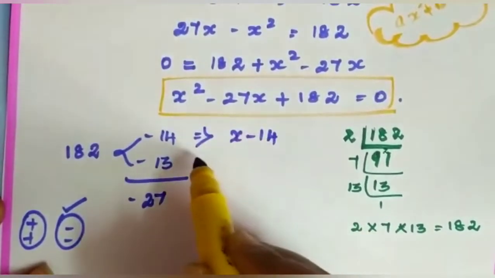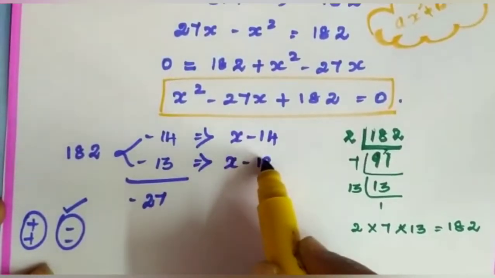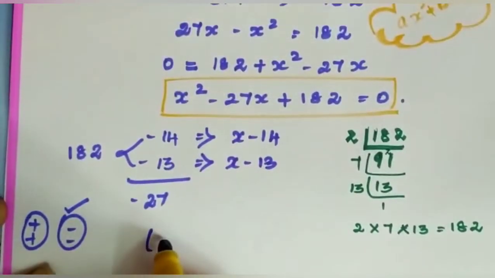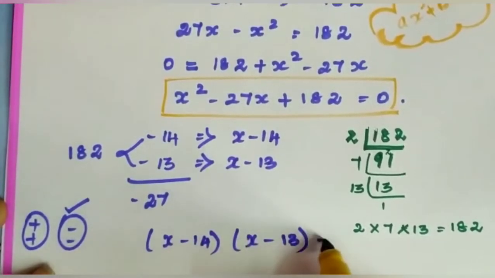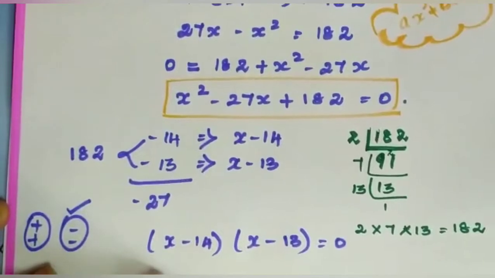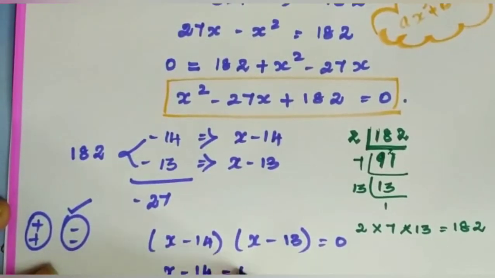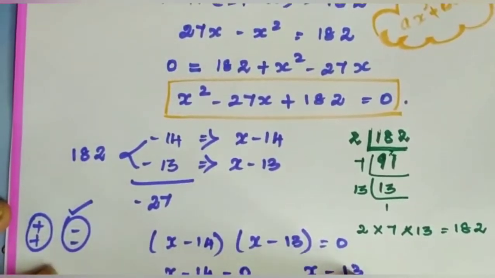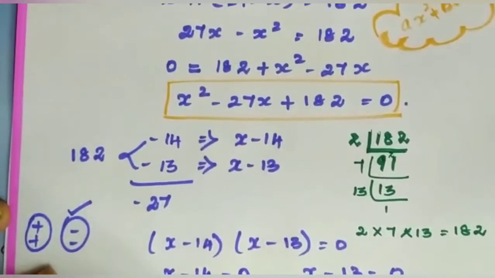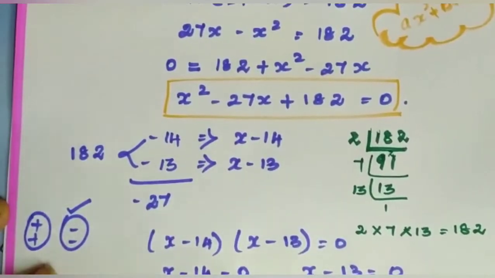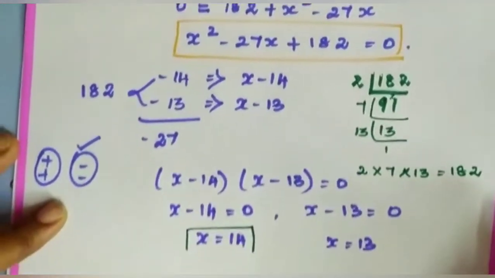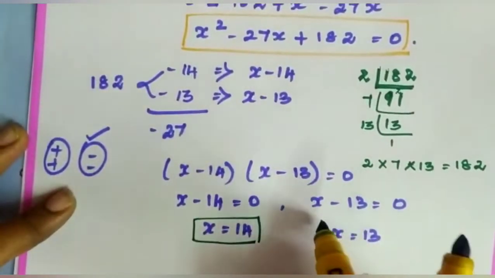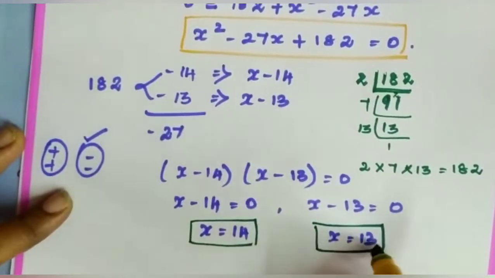x minus 14 and x minus 13. The factors are x minus 14 and x minus 13 is equal to 0. So x minus 14 is equal to 0, comma, x minus 13 is equal to 0. x is equal to 14 and x is equal to 13. Here we got x is equal to 14 and x is equal to 13.